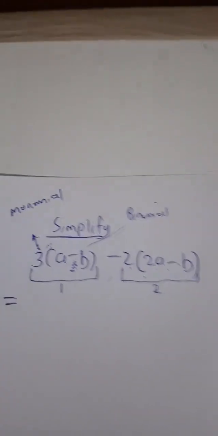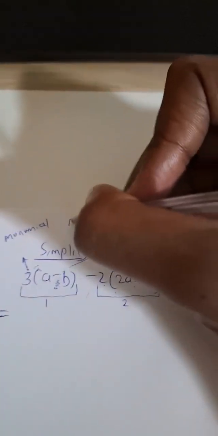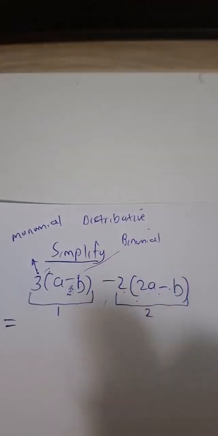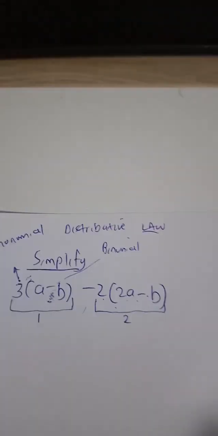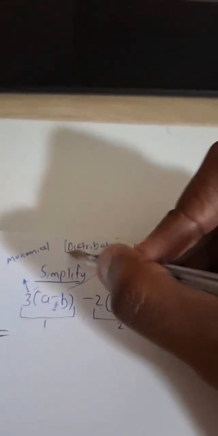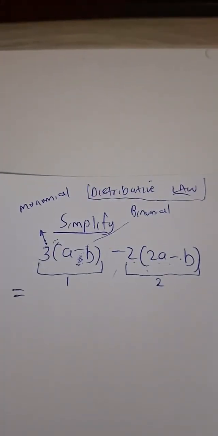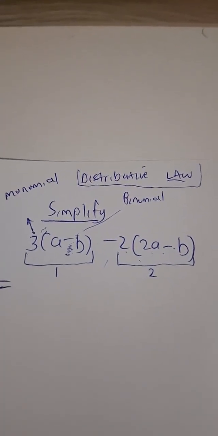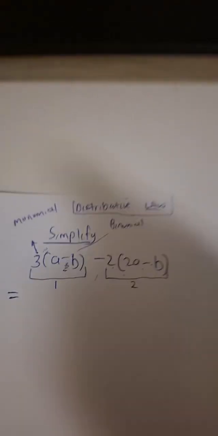The inside of the bracket is what we call a binomial. So there is something that we usually use whenever we have a monomial binomial relationship. We use the distributive law. You learned about the distributive law when you were learning about the properties of numbers, whole numbers.